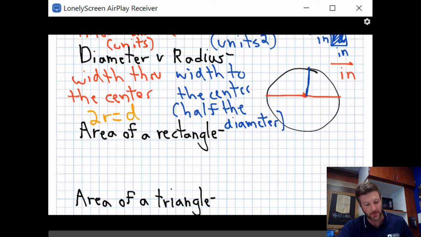These are basic terms when we get to our formulas. We want to make sure we know the difference, and you'll get stuck on a problem sometimes. Make sure you check, is it giving you the diameter of the circle all the way across, or is it giving you the radius of the circle, just half of it?